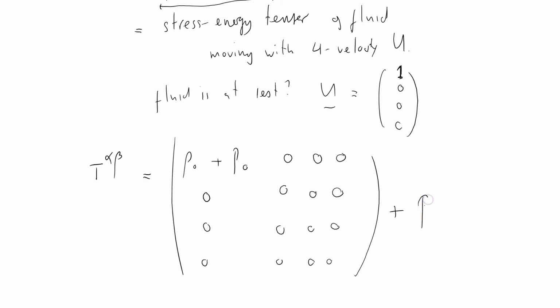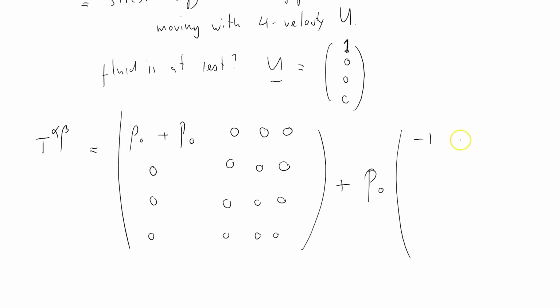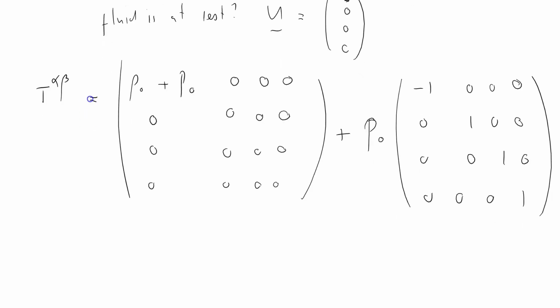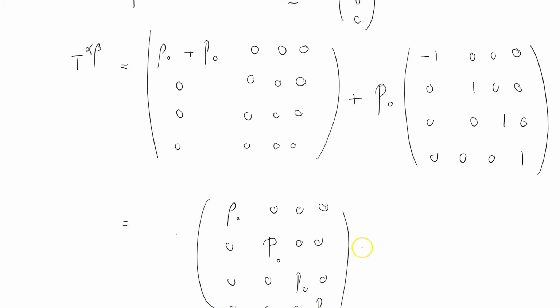plus P0, which is this second component here, times the metric tensor, which is that. Is that right? Yes, that's right. So very conveniently, the pressure here cancels out with the pressure there, and we are left with rho 0, 0, 0, 0, 0, P 0, 0, 0, 0, 0, P 0, 0, 0, 0, 0, P 0, as expected.